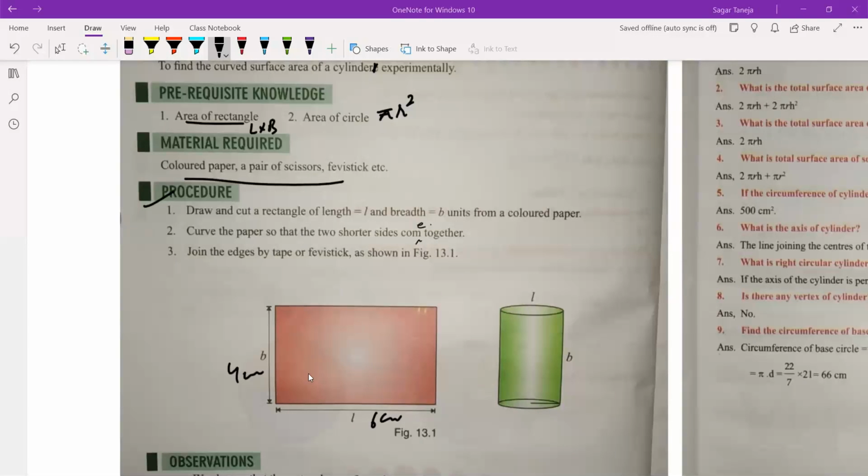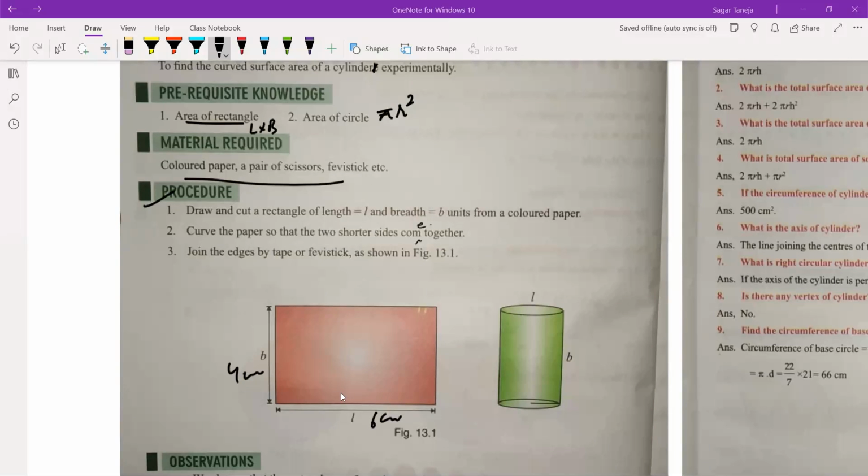Okay, so now fold it so that it is in the form of a cylinder. Join the edges by tape or fabric. Do not overlap the edges. We have to join the edges with the help of tape or fabric, whatever.